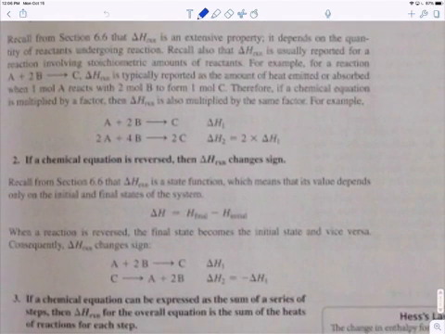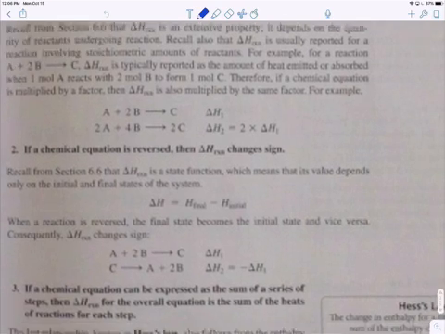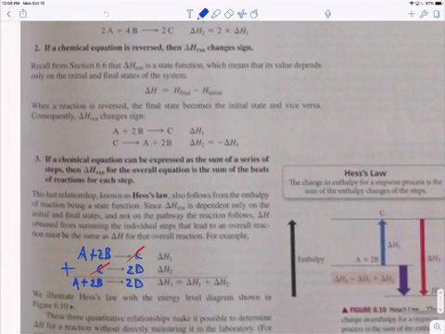If a chemical equation is reversed, delta H reaction changes sign. So that means that the energy absorbed by plants in photosynthesis to form glucose is then released when glucose is burned. Right? So the same amount of energy you put in photosynthesis is the same amount of energy that you get out when you burn sugar. Makes sense? And the last one here, this is known as Hess's law.